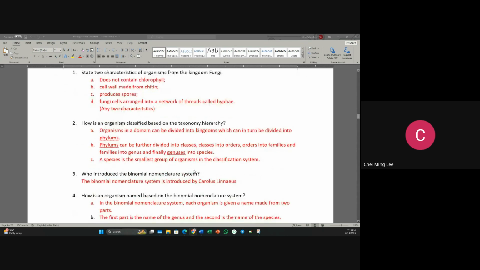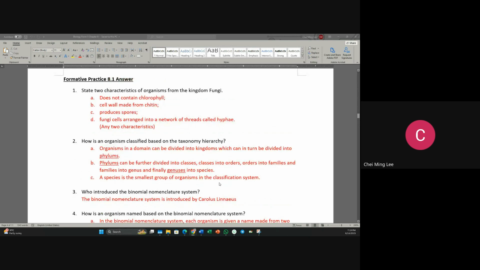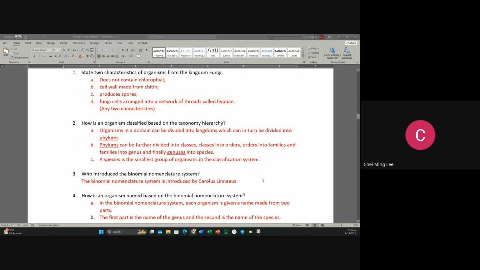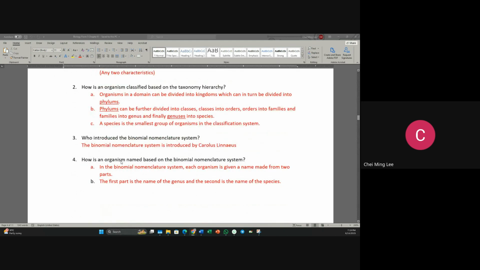So who introduced this binomial nomenclature system? Carolus Linnaeus. So how is an organism named based on the binomial nomenclature system? In the binomial nomenclature system, they are given a name made from two parts. First part is the name of genus. Second part is the name of species.